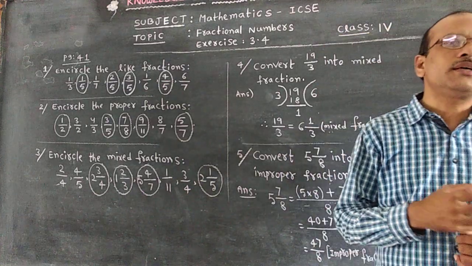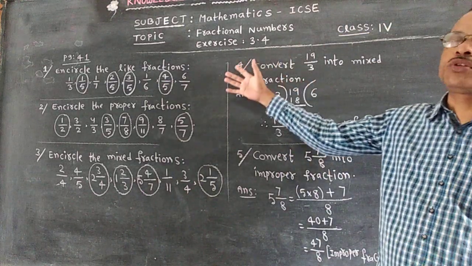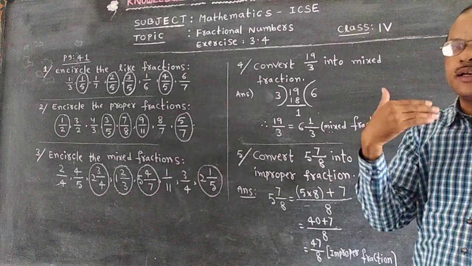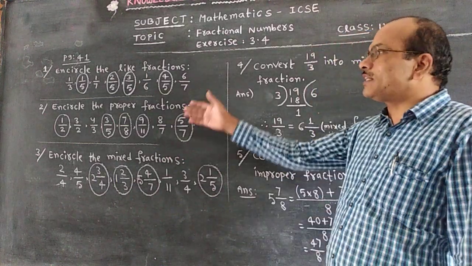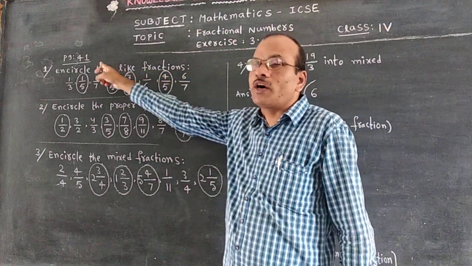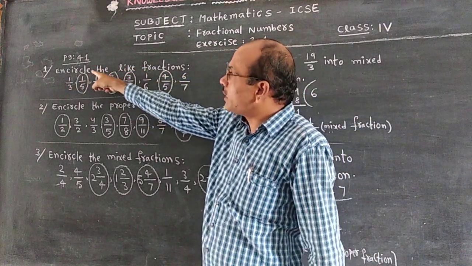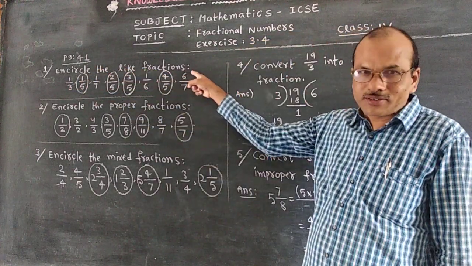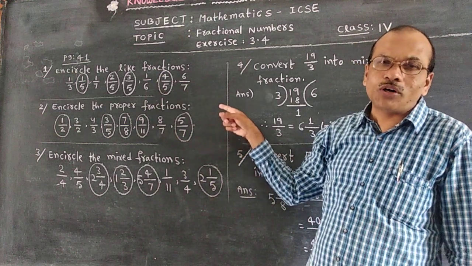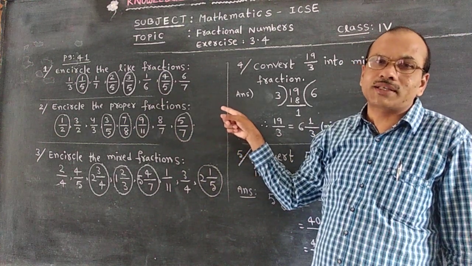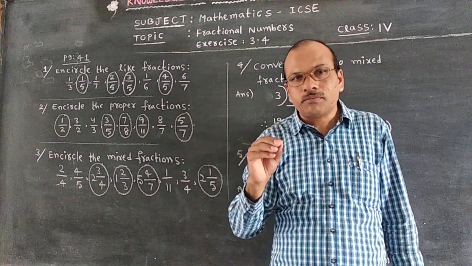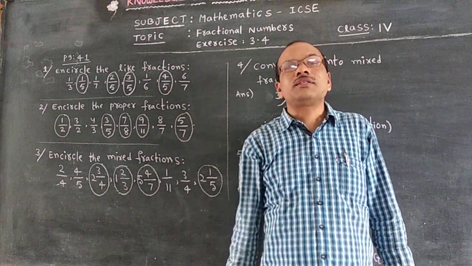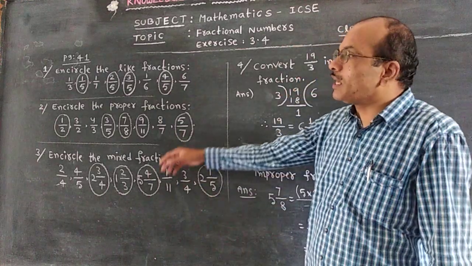Is it clear, students? Now let us see sums related to the concepts or definitions we have discussed so far. Here, page 41, first question. Encircle the like fractions. Just now we have discussed. What did we discuss about like fractions? If the denominators of the fractions are the same, such fractions are said to be like fractions.